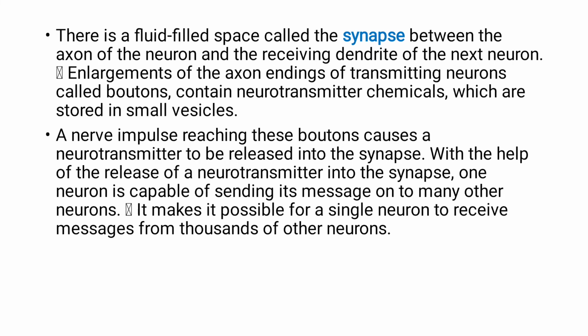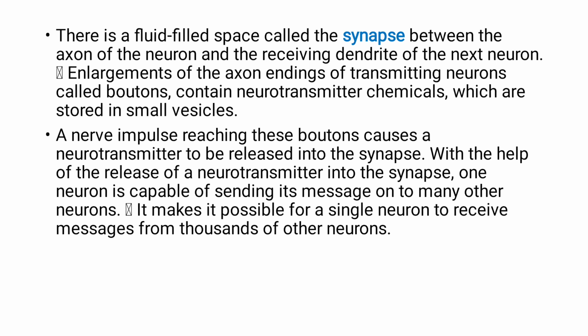So there is a fluid-filled space called synapse between the axon of the neuron and the receiving dendrite of the next neuron. Each neuron will be connected by means of dendrites, and in between that you have a fluid-filled space. The enlargement of the axon endings of transmitting neurons are called buttons, containing neurotransmitter chemicals.